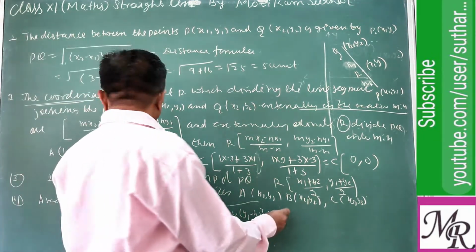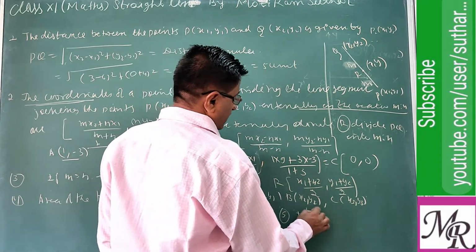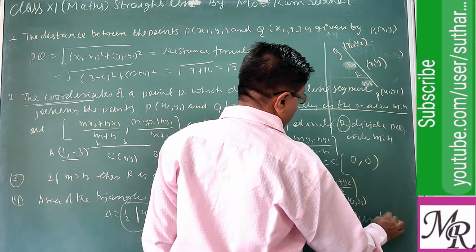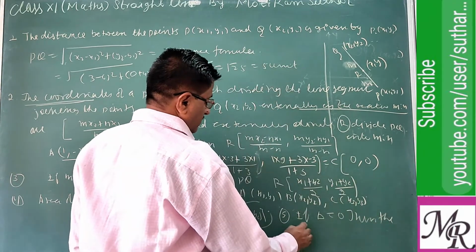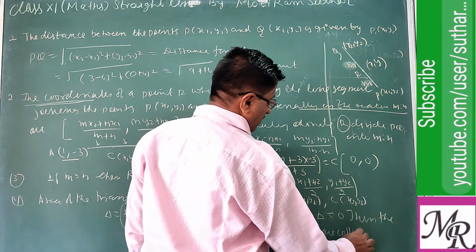Now one more condition we have discussed in point 5. If area equals 0, then the points are collinear.